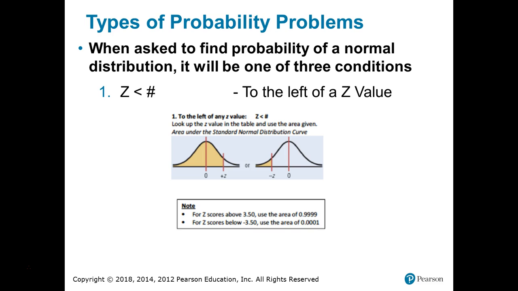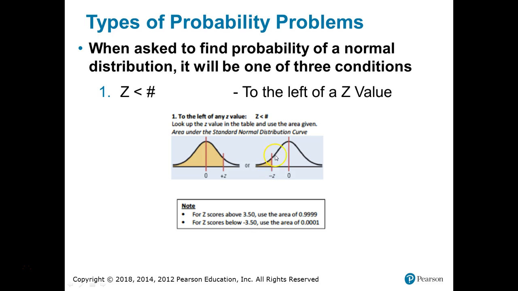So there are 3 types of probability problems that you might be asked, and we're going to go through all 3. When asked to find the probability of a normal distribution, it will be one of these 3 conditions. Either your z-score is going to be less than the number that you're interested in, in which case you'd be looking at all values to the left of a z-value. So we want to know what is less than this z right here.